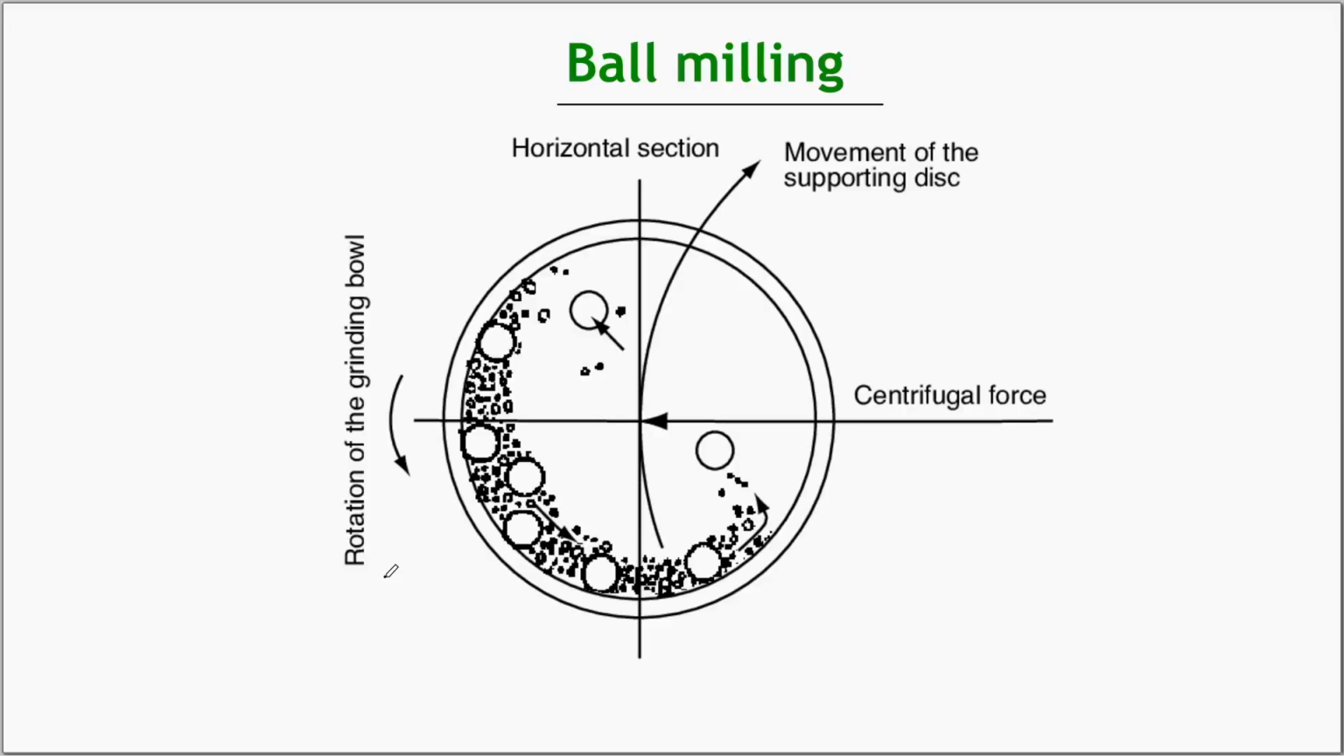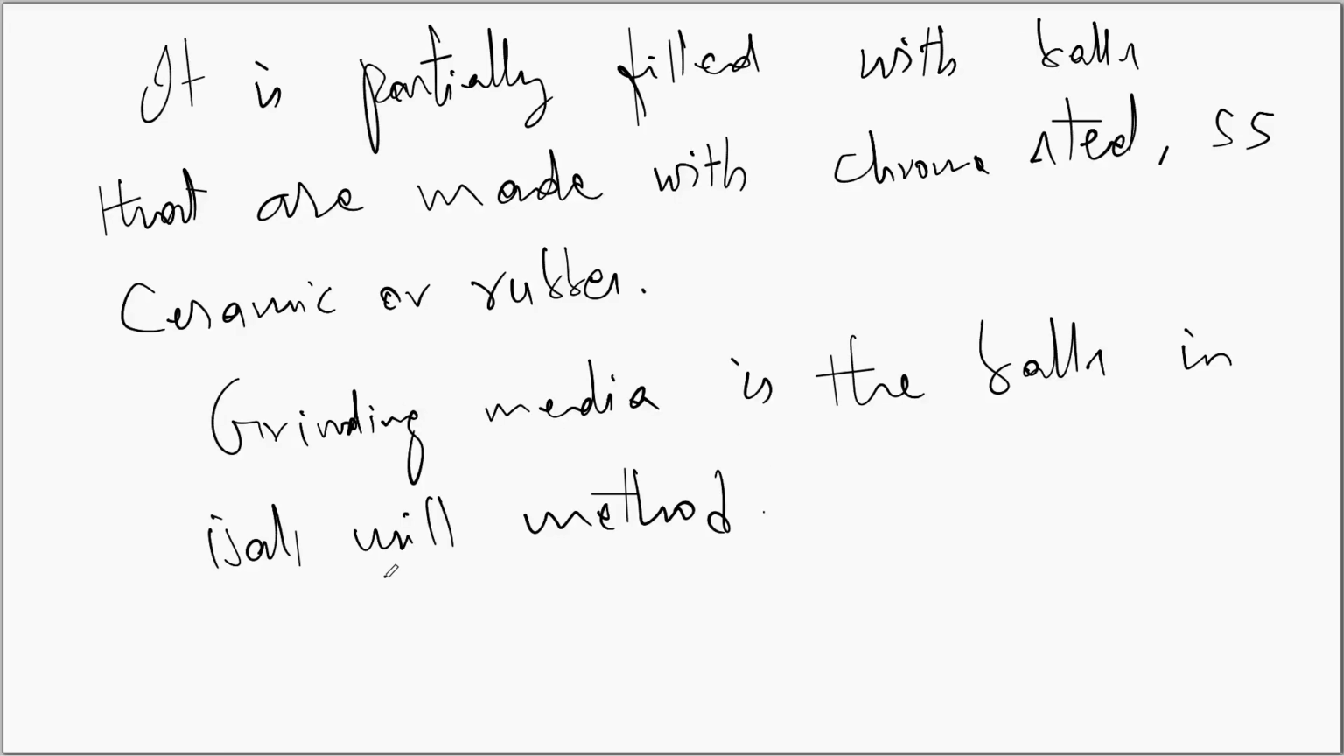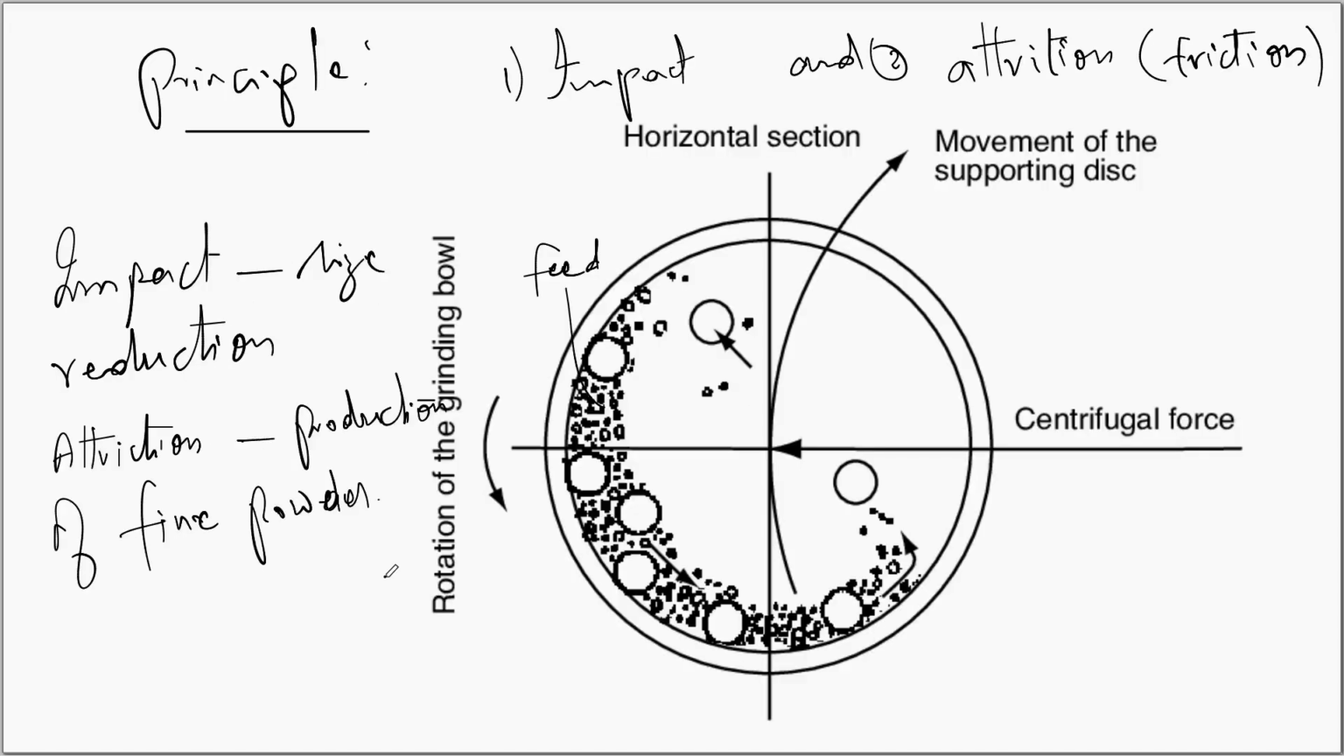In this video, we have started our discussion by stating that ball milling is a top-down synthesis method of nanoparticles or nanomaterials. A ball mill consists of a hollow cylindrical shell. The ball mill rotates about its axis. The axis may be horizontal or inclined at a small angle with the horizontal. It is partially filled with balls that are made with chrome steel, stainless steel, ceramic or rubber. Grinding media is the balls in the ball mill method. We have seen the structure of a ball mill and the cross section of a typical ball mill.